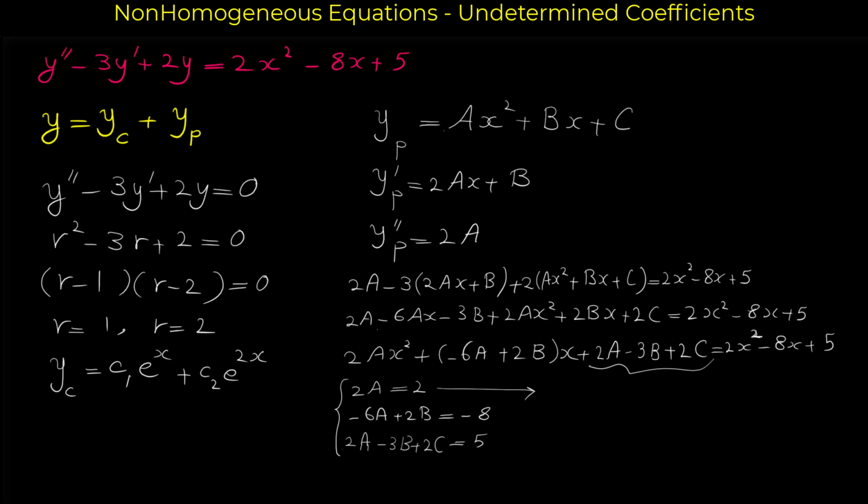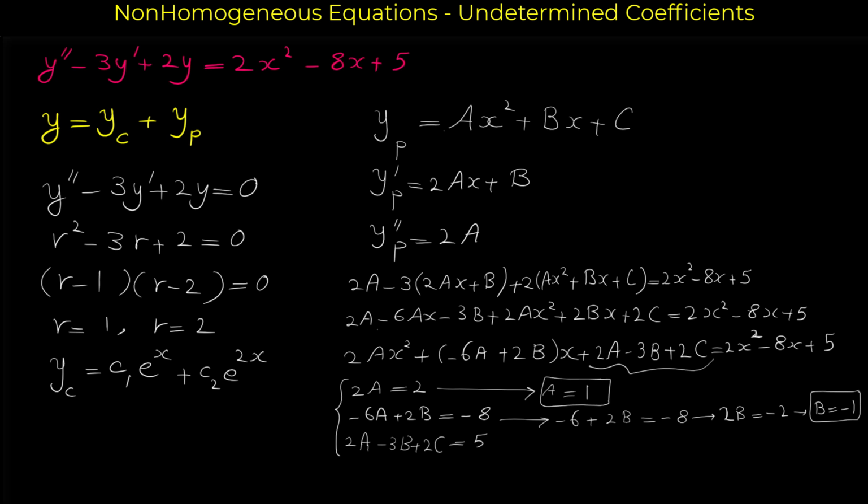From the first equation, you can simply find a. A is 1. If we plug 1 into the second equation, we can find b. A is 1, so we have negative 6 times 1, which is negative 6, plus 2b equals negative 8. From this equation, 2b equals negative 2, and so b equals negative 1. This is the value of b, and a is 1.